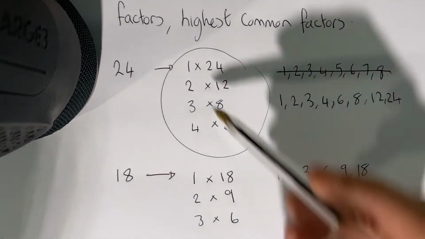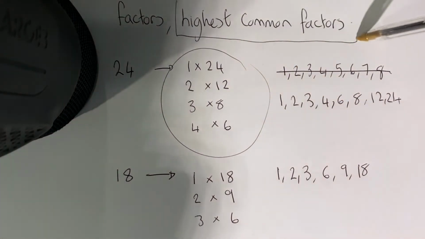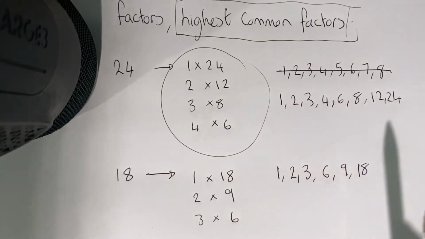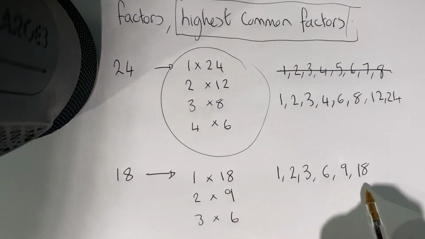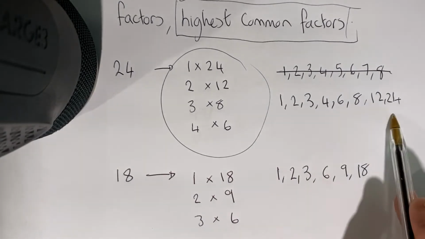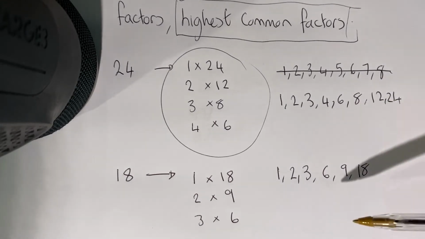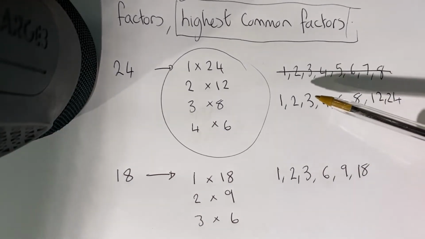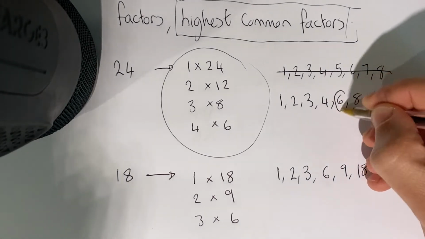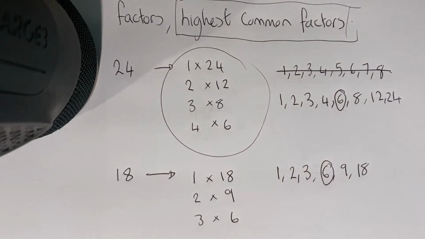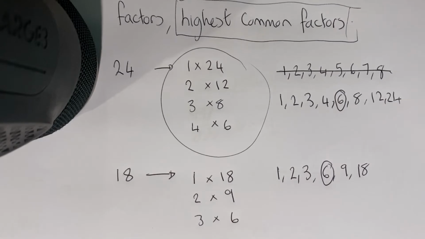Right, now the highest common factor is the largest factor that is in both lists. So these are the factors of 18, these are the factors of 24. What is the highest common factor? The highest common factor will be 6, because 6 is the highest number that appears in both lists.